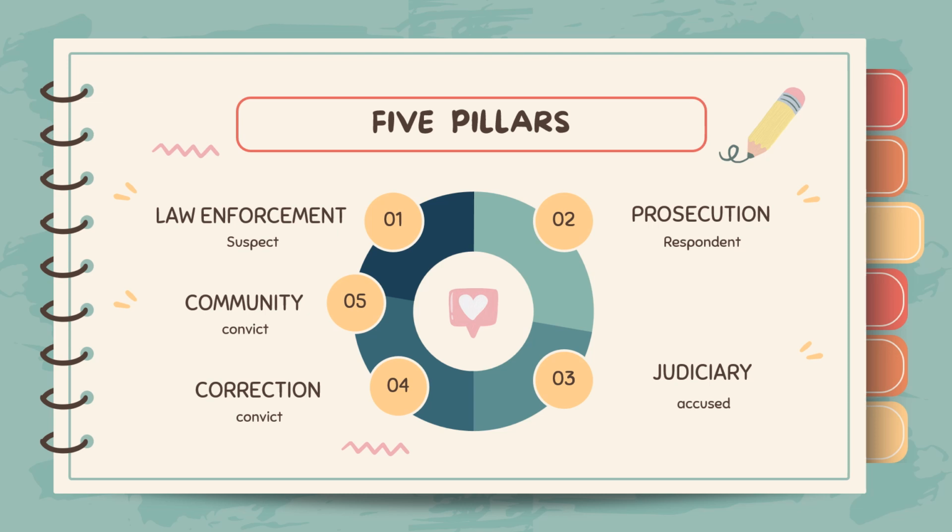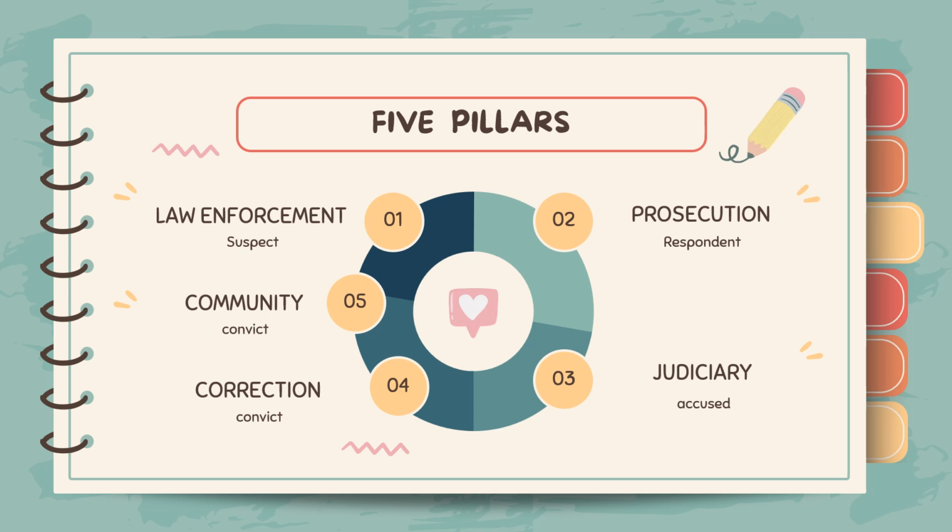Then we have the correction. So a person at this stage is called convict, and it is involved in the punishment of convicts. So in correction, it is responsible for the custody, supervision, and rehabilitation of offenders.